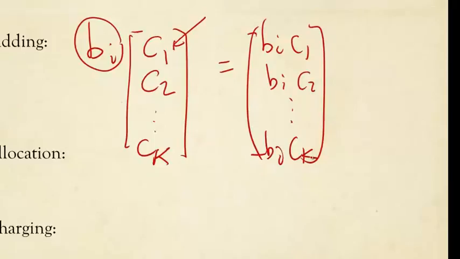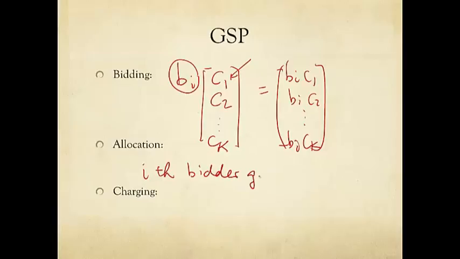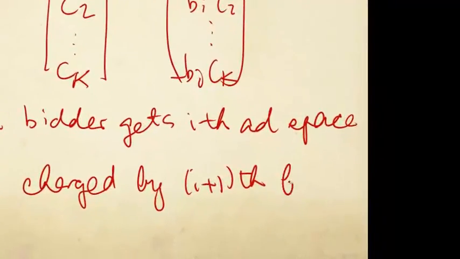The allocation is very simple. The ith highest bidder gets the ith most valuable ad space. And the charging mechanism is that the ith one is charged by the one below it, the (i+1)th bid, unless you have no one below you, then you are just charged the basic minimum dollars per click.